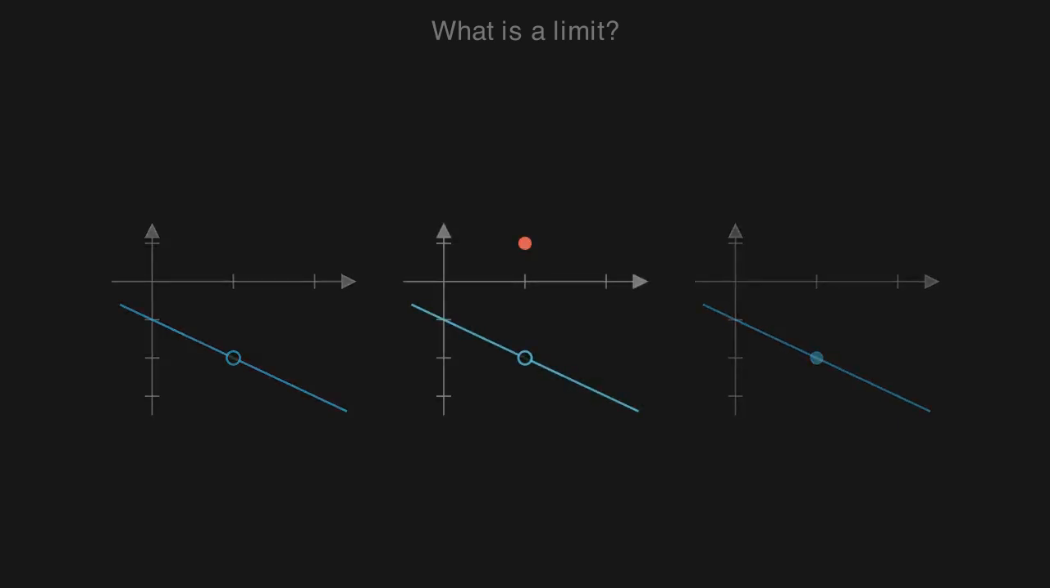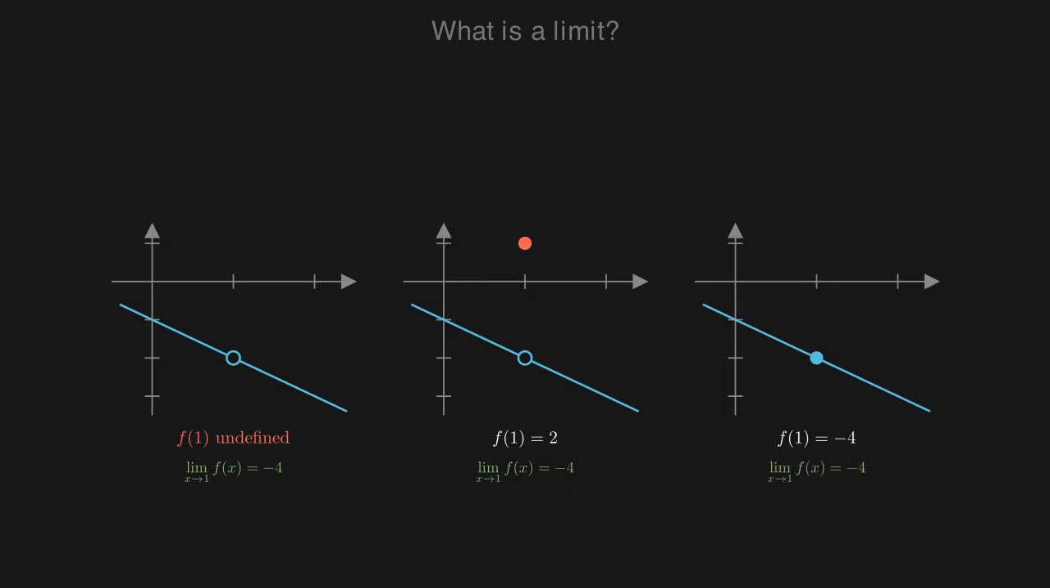First one, a hole, no value. Second one, somebody pulled the point out and stuck it up at 2, wrong spot. Third one, filled in right where you'd expect, minus 4. Ask them for their value at 1: nothing, 2, minus 4, three different answers. Ask them for their limit at 1: minus 4, minus 4, minus 4. Same answer three times. Now notice what I'm not saying.